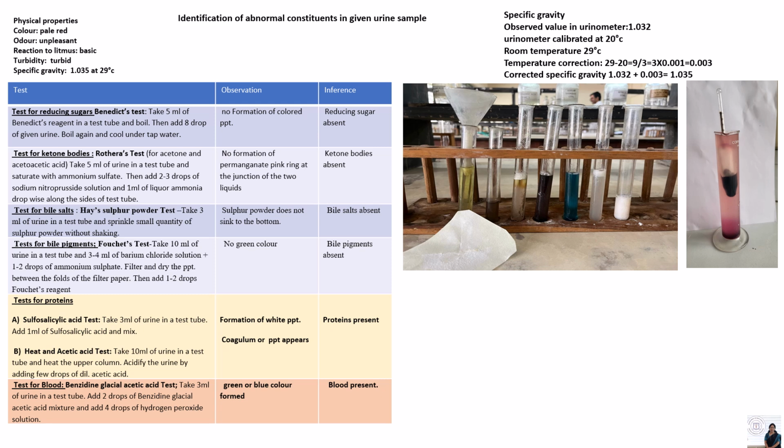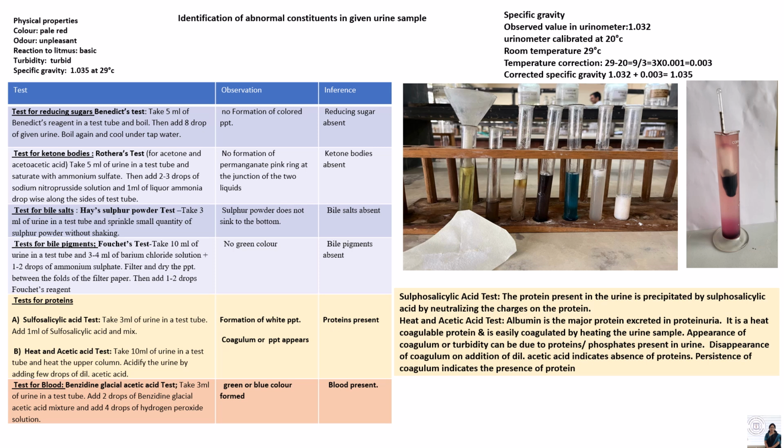in this sample. Next is test for bile salts, Hay's sulfur powder test. Sulfur powder floats, so bile salts are absent in this sample. Next is test for bile pigments, Fouchet's test. No formation of green color, so bile pigments are absent in this sample. Test for protein, sulfosalicylic acid test, white precipitate is formed, so proteins are present. Next is heat and acetic acid test, coagulum appears, so it indicates the presence of proteins.